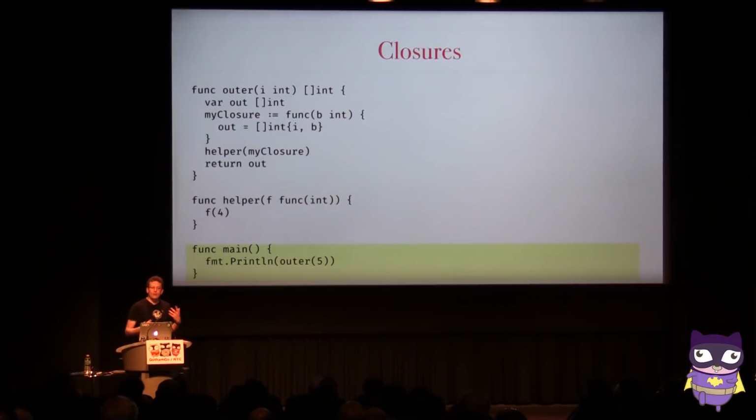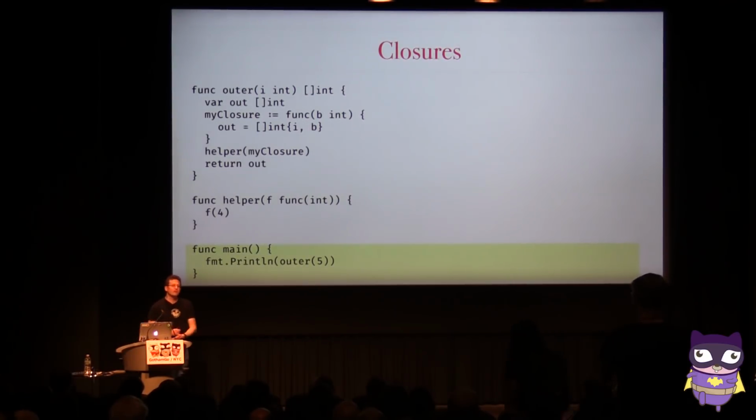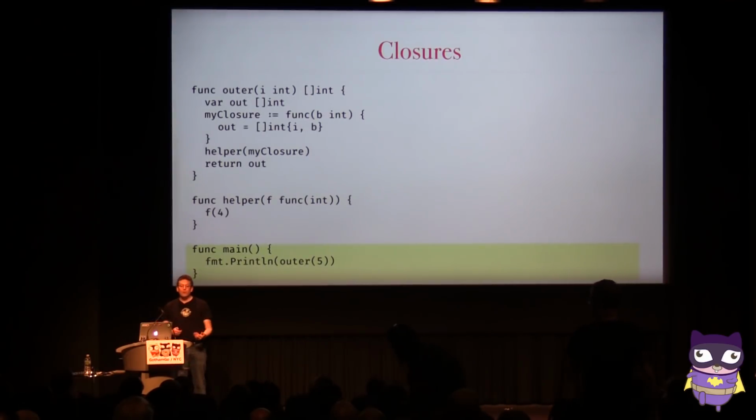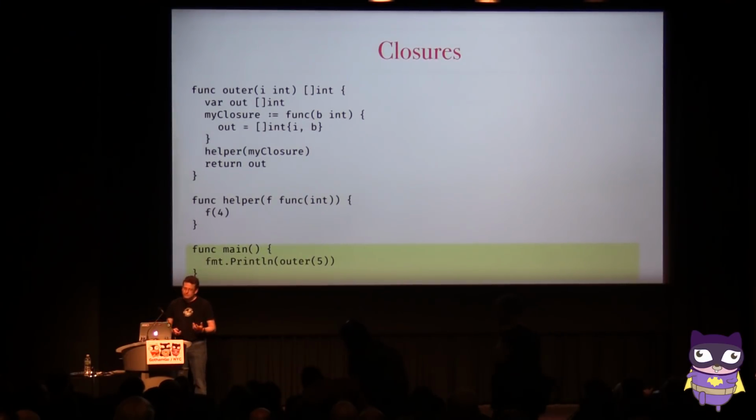If you actually called outer from our main function here with the value 5, anyone know what you get back? You get back a slice with two values, 5 and 4. And this is actually pretty interesting stuff. That local variable out was modified when myClosure was passed to helper and called from there. Right? There's no reference to out inside of helper, but using a closure still allowed it to be modified. So just like structs in Go, closures have state.